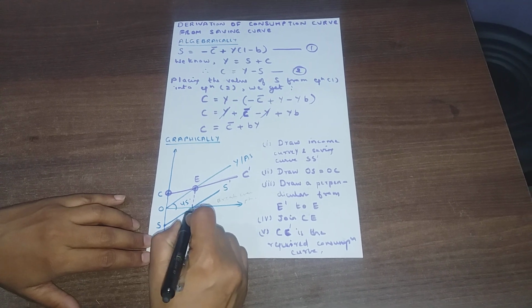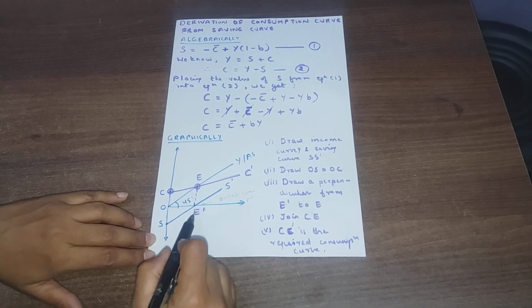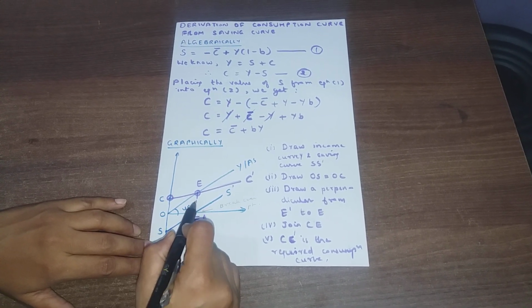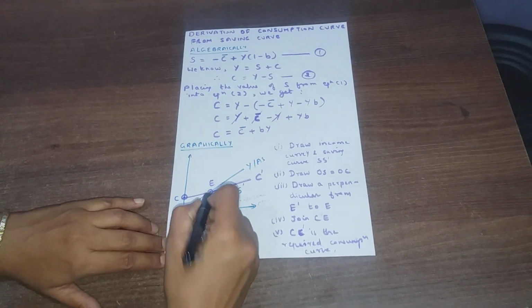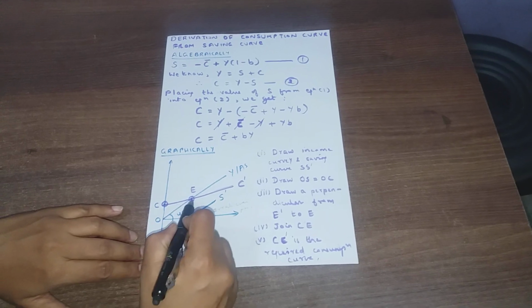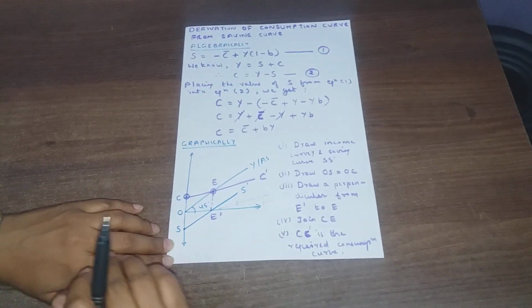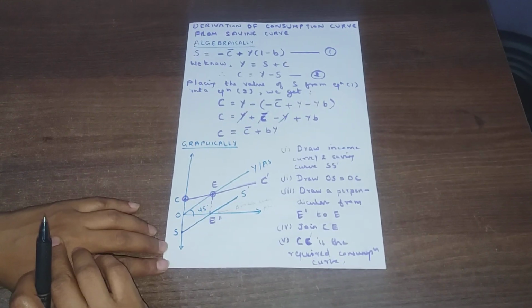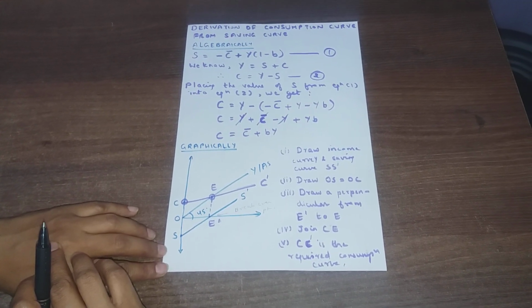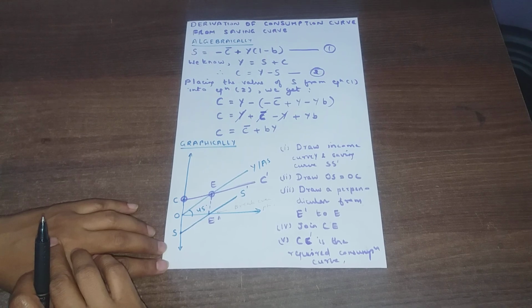So from this break even point, I'll name it E dash and I'll draw a perpendicular on the y-axis. I'll get a point E. I'll join C and E, which will give me consumption curve. Again, if you have any doubt, you can clarify it tomorrow during the online classes. Thank you, class.